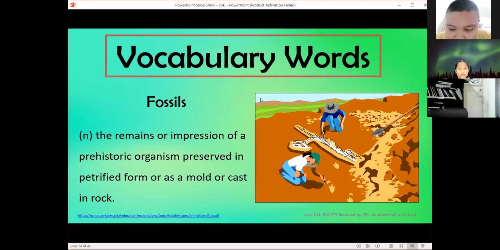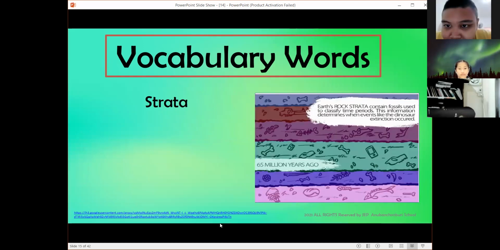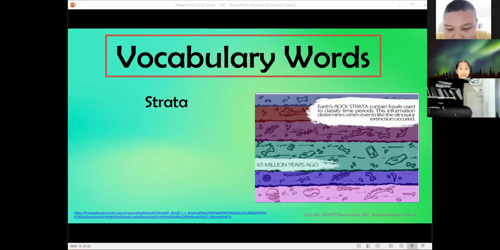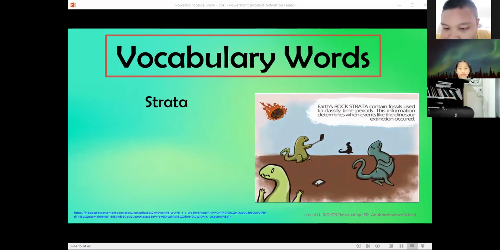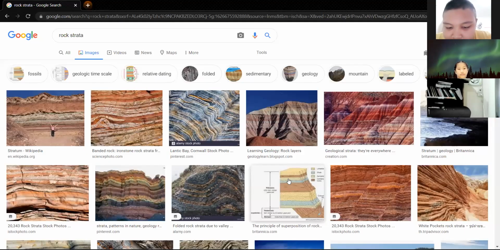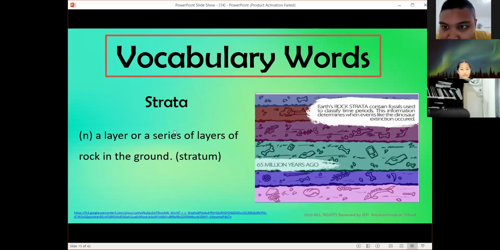Okay, so let's proceed to the word strata. Strata means the different layers of a rock. I think I need to show you a picture of rock strata. This is a very common picture that we can see all around us. Look at this. Check this out. You can see here that there are different colors of the rock. It means these rocks are sedimentary rocks because they have rock strata or layers of rocks, and it is formed because of the cementation and compacting of these rocks.